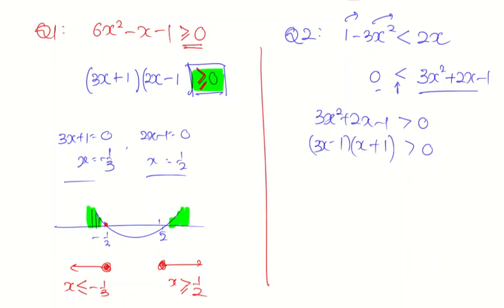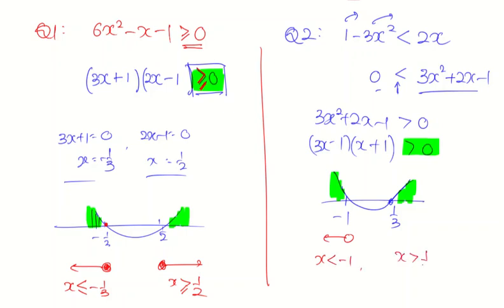So first step is to find the point. x equals 1 over 3. x equals negative 1. Plot the smiley face. And I want more than 0. That means above. x is less than negative 1, and then x is more than 1 over 3, like this.